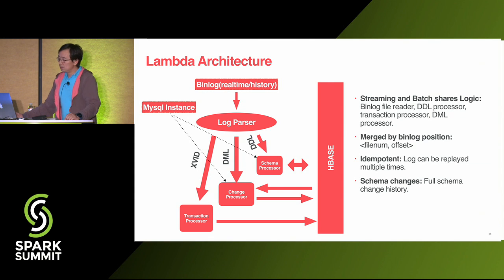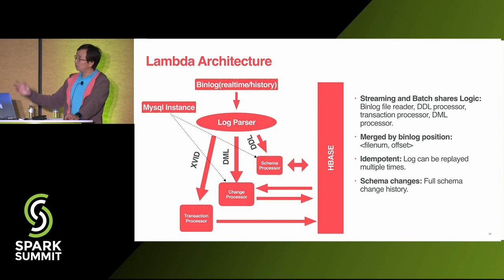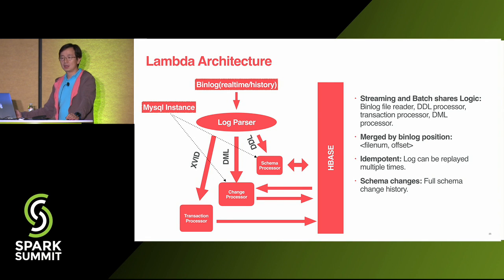So let me drill into more detail on this job. From this diagram, you can see that if the input is a bin log, whether it's real time or history, it goes through a log parser first, and the log will be separated into three streams. One is the DDL, which we pass to the schema processor that will generate the database schema at any given point in time and store it in the HBase. The DML are the changes to the data, and the change processor will push them based on the schema into the HBase. We also keep track of the transactions, which is important.